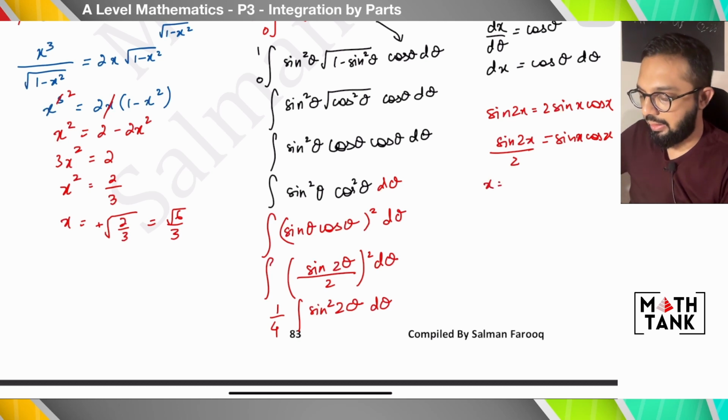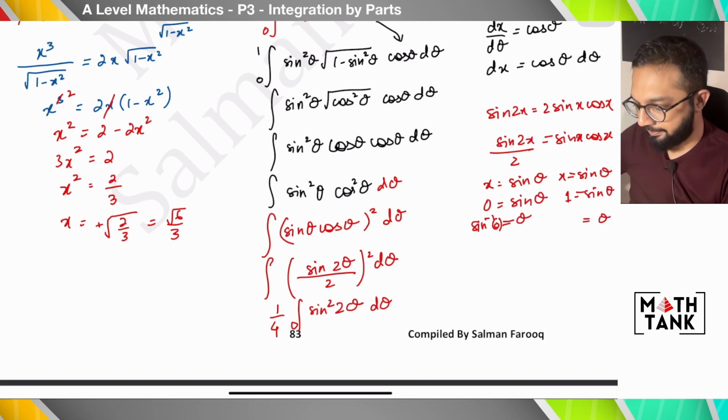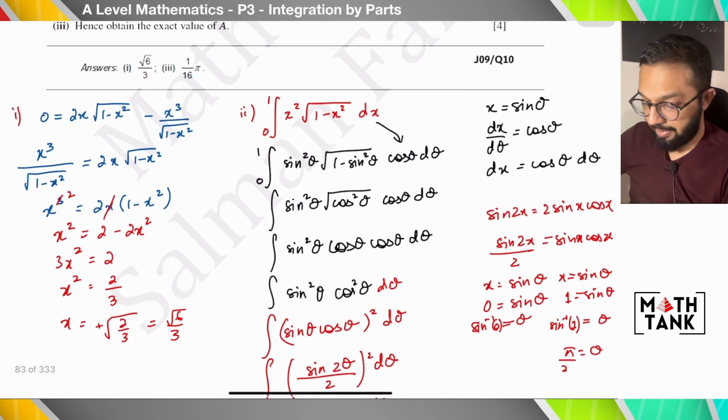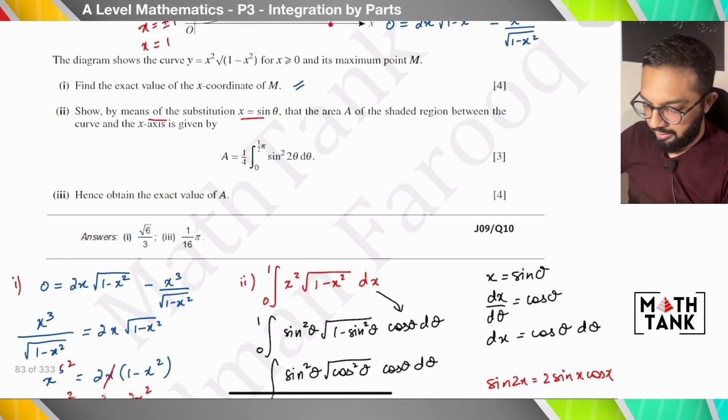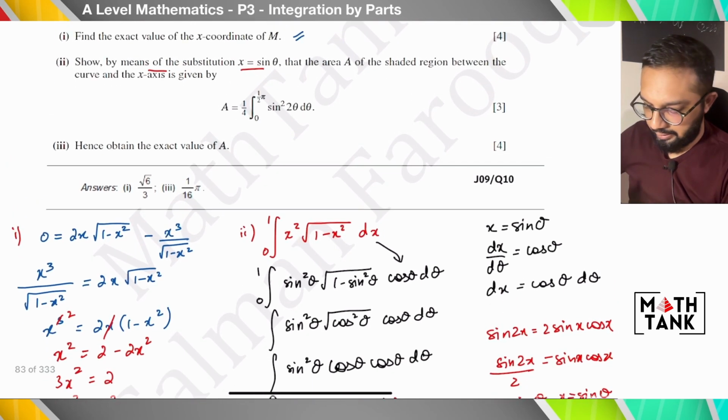Changing the limits, x equals to sine theta, so if x was 0, then sine theta should also be 0. Sine inverse of 0 is 0, so I'm going to put the lower limit as 0, and for sine theta equals to 1, the first time it's 1 is at 90 degrees, so that's pi over 2, so I get pi over 2 in the upper limit. Okay, I think that meets all of the requirements.